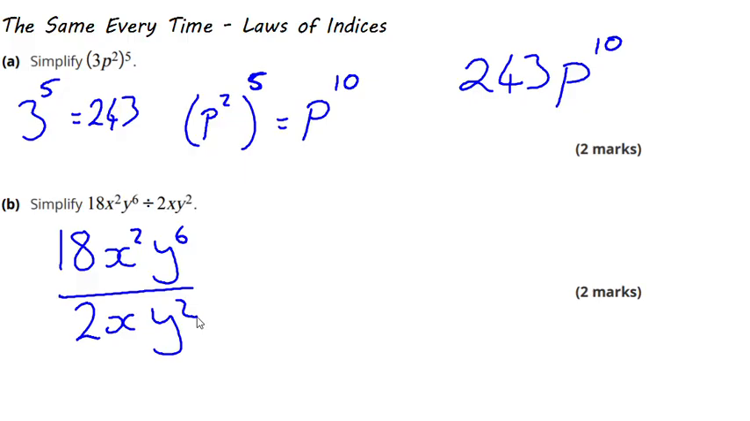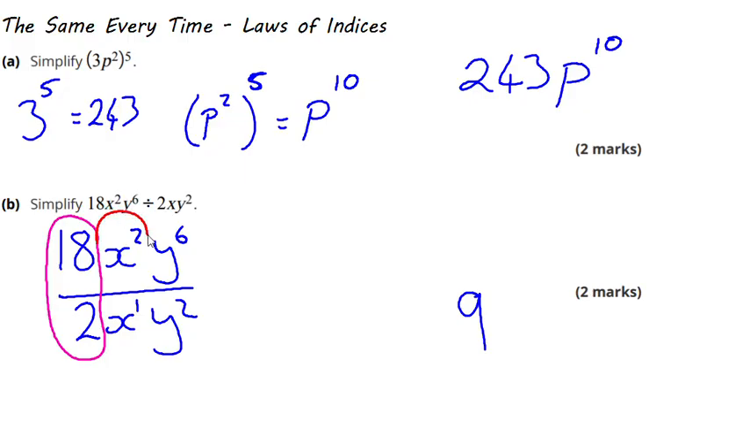So the numbers, it's just a straightforward division. Here are my numbers, 18 and 2, but it's 18 divided by 2. 18 divided by 2 is 9, so my number is going to be 9. Now remember this, when we don't write the power, it actually means power 1. So there on the bottom of my fraction, I've got x to the power 1.